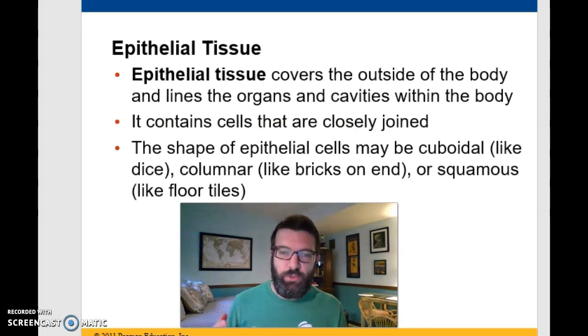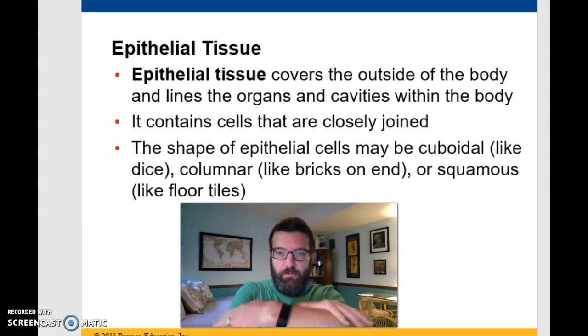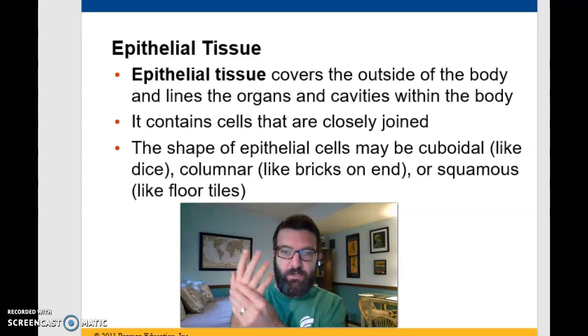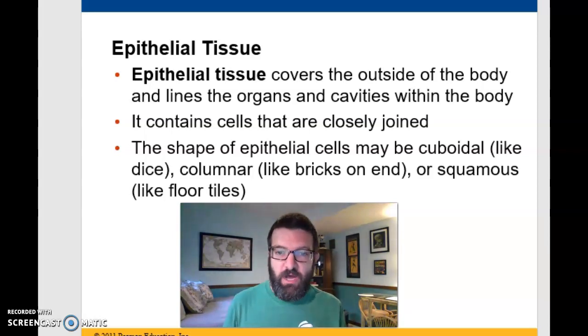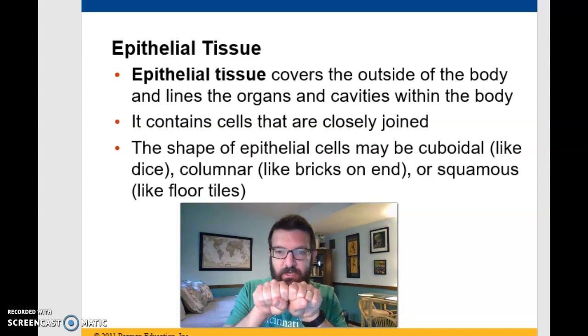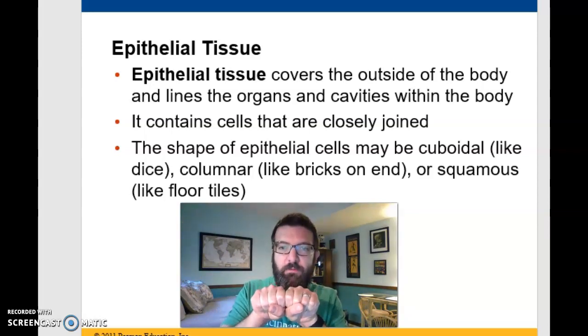Broadly, epithelial tissue lines things. It lines the outside of the body, right? Your skin, the outside of your skin, is made of epithelial tissue. It lines the insides of hollow organs and cavities in your body. And it contains cells that are really closely joined. They have these tight junctions that hold them together, like you talked about last semester.